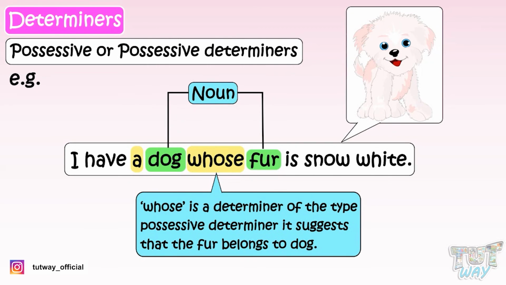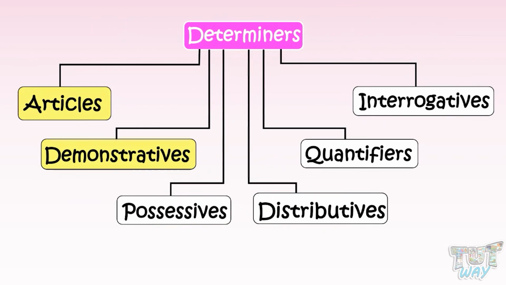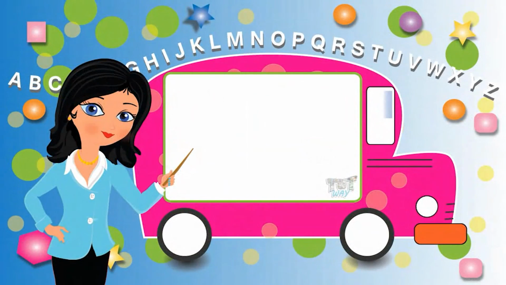So friends, today we learned about 3 types of determiners: articles, demonstratives, and possessives. We will learn more types of determiners in our next assignment. Now you may go ahead and take a quiz to learn more.